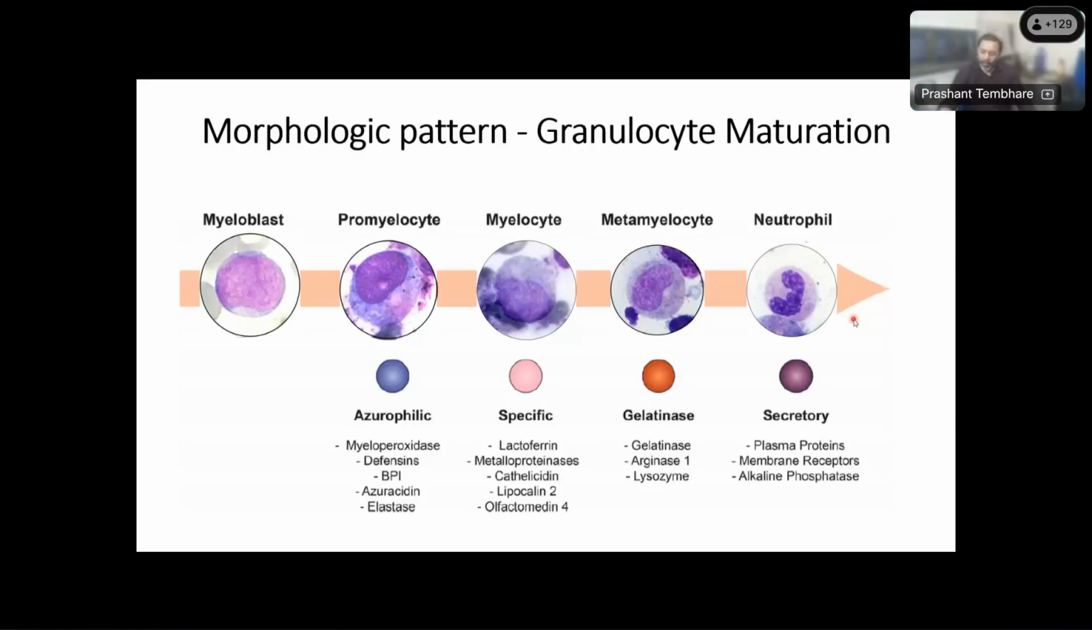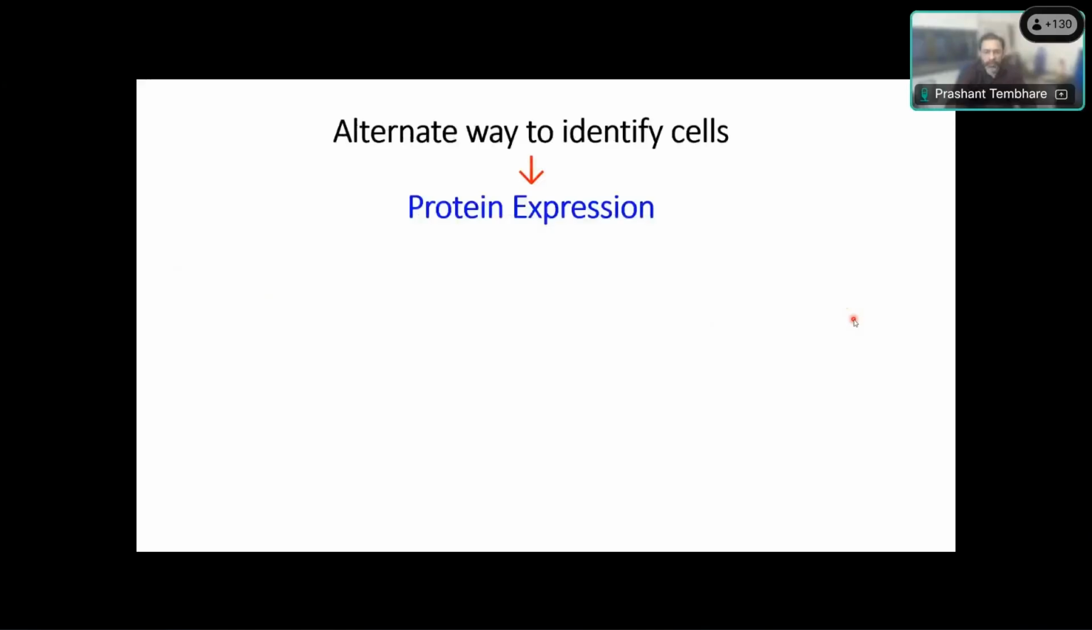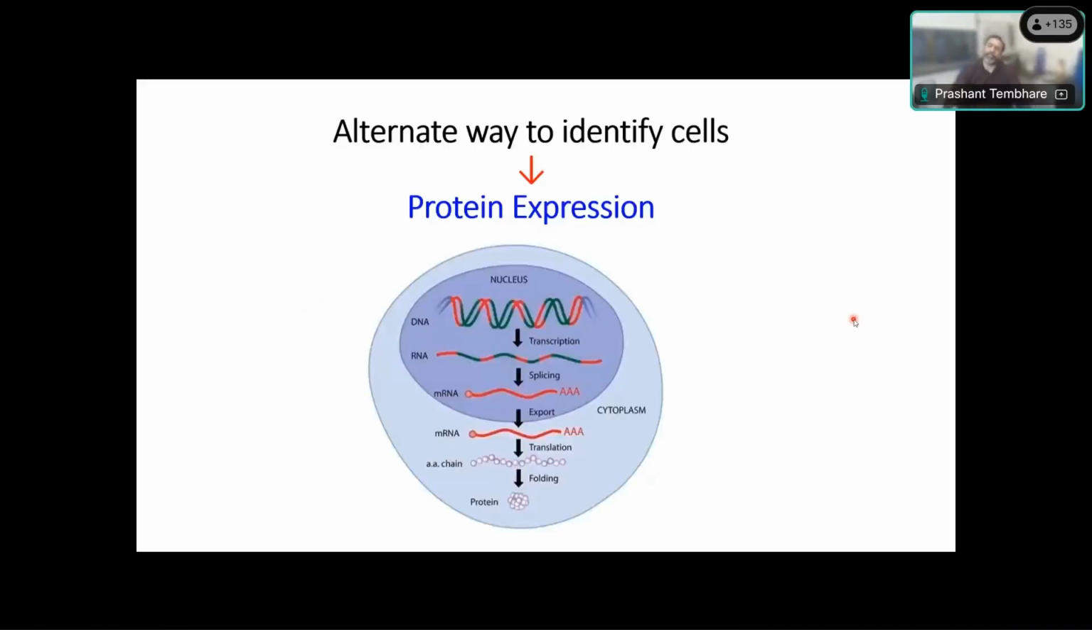Now, there is an alternate way to look at this maturation pattern, and that is to look at the protein expression, because at different stages of different cells, a variety of proteins are expressed on the surface as well as inside the cell. Based on the presence or absence of protein, and the level of presence, that is the density, we can also differentiate different stages of this lineage. And this protein expression is tightly regulated by the gene expression pattern.